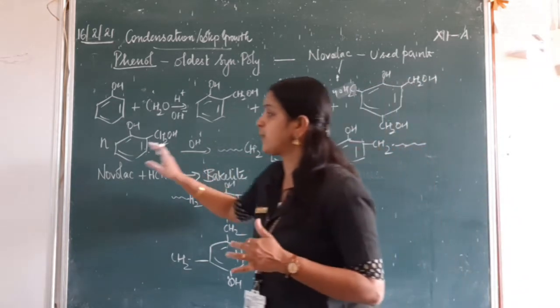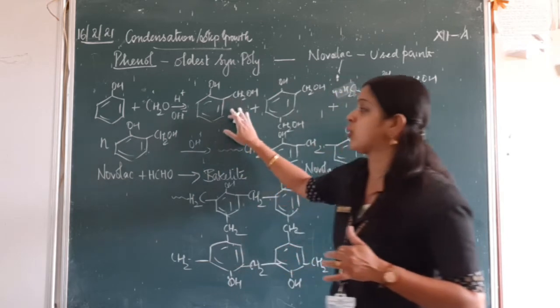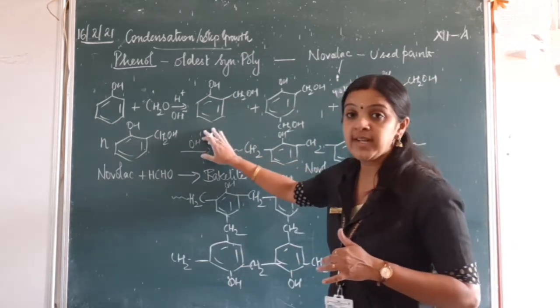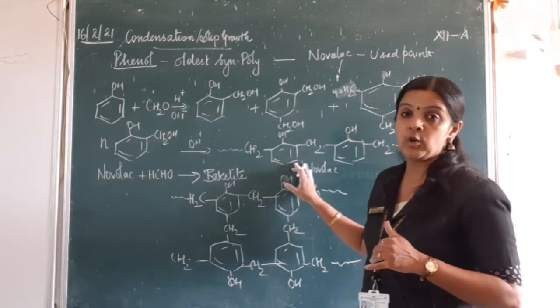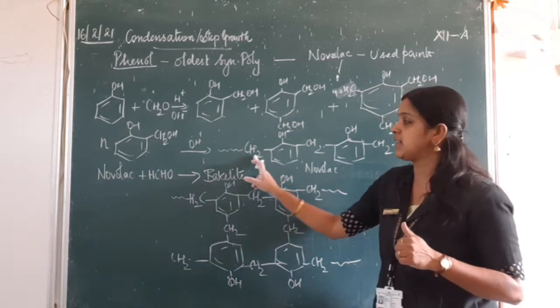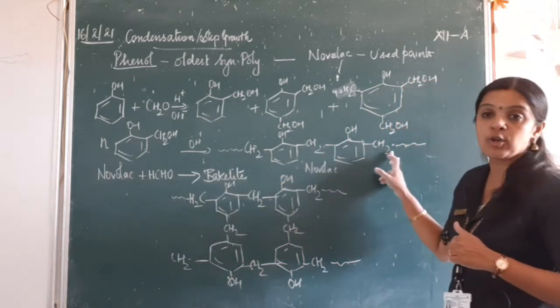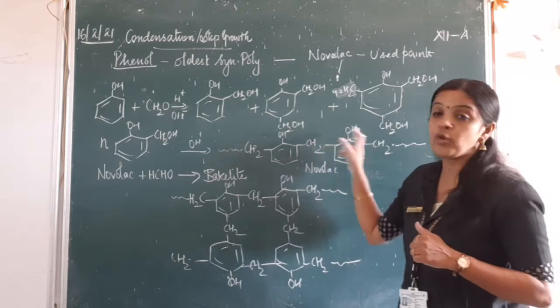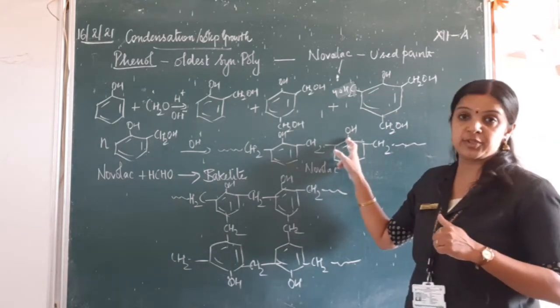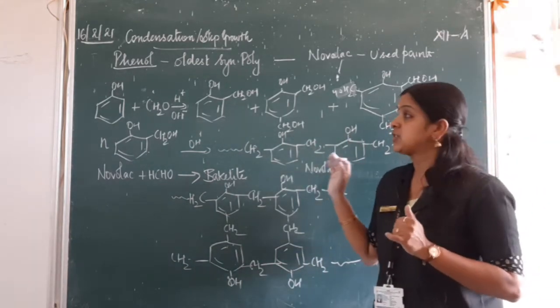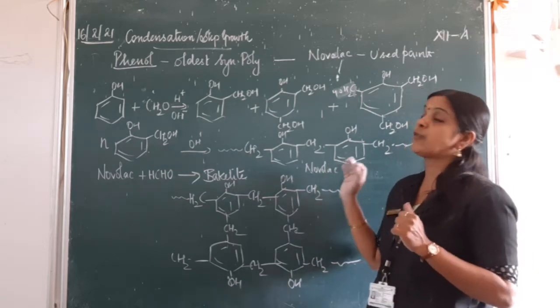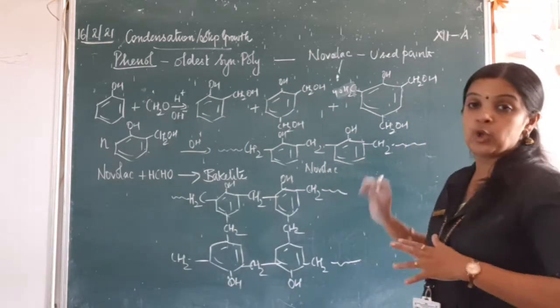Now what happens if I take N molecules of an ortho product, and when it is treated with a catalyst, I get my Novolac, where you can see CH2 being connected at the ortho position and the phenol OH group substituted on the benzene ring. So this is called a phenol formaldehyde product, which is Novolac.